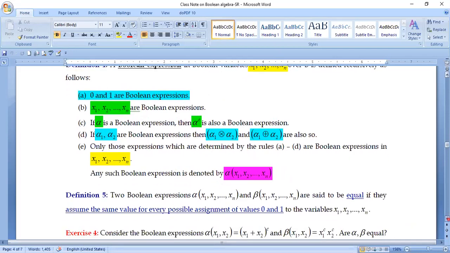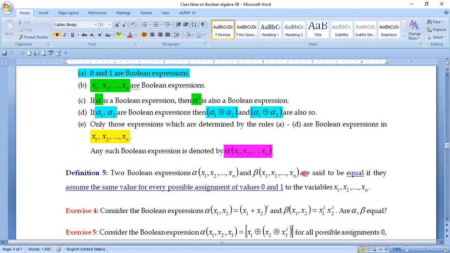Now the point is, we can consider two Boolean expressions. If I consider two Boolean expressions like this, one is denoted by alpha(x1, x2, ..., xn), and beta is another Boolean expression of the same nature. I mean, the input variables of beta are the same as those of alpha.